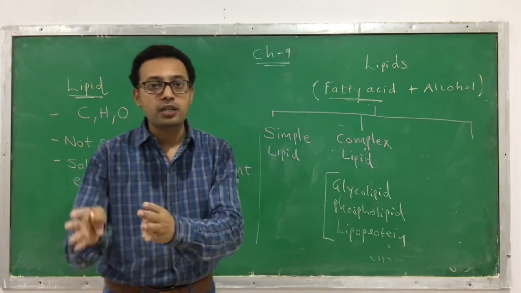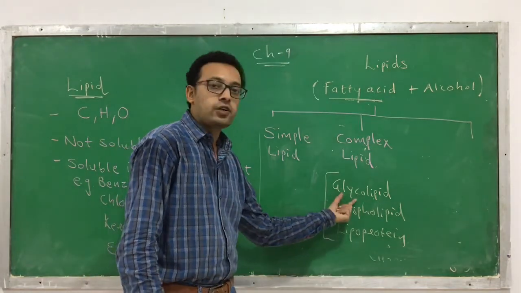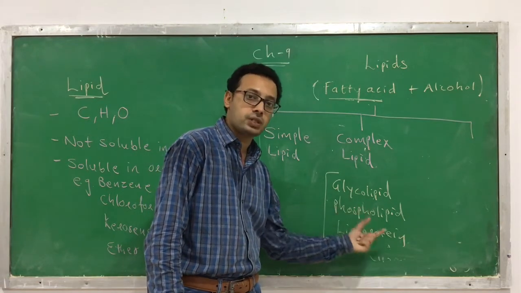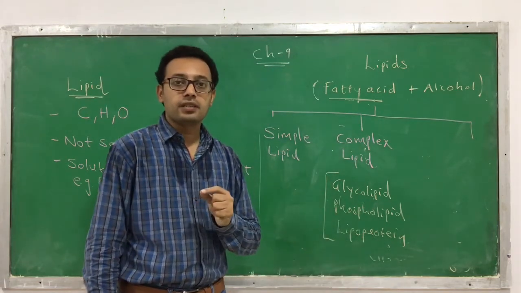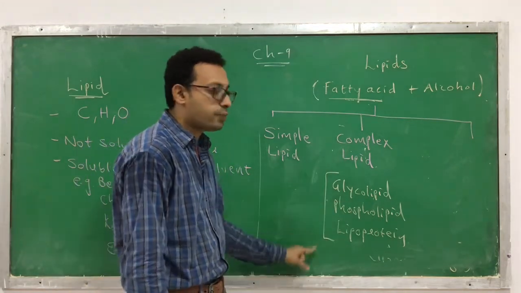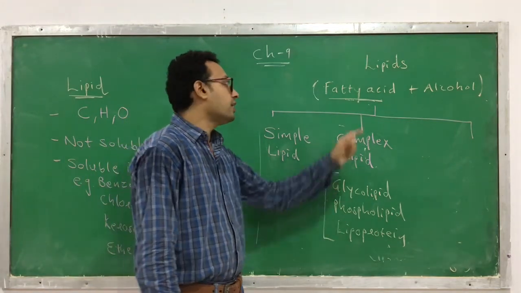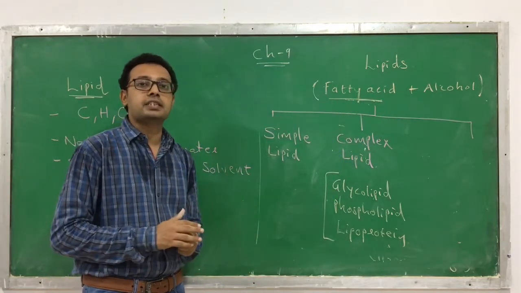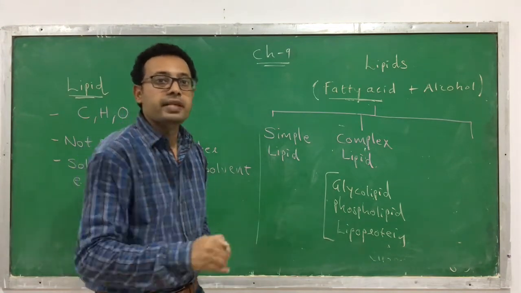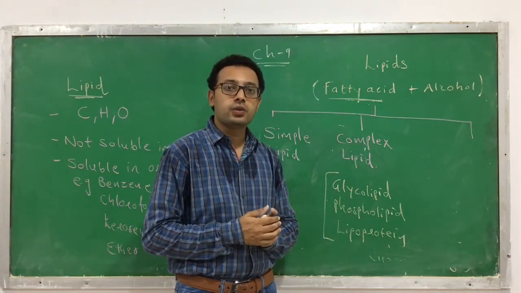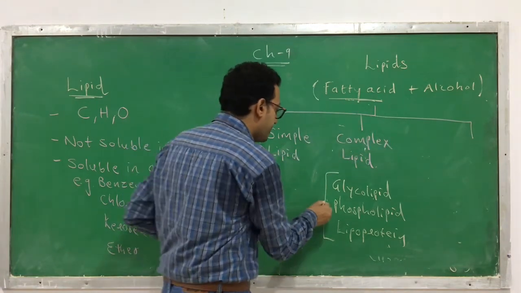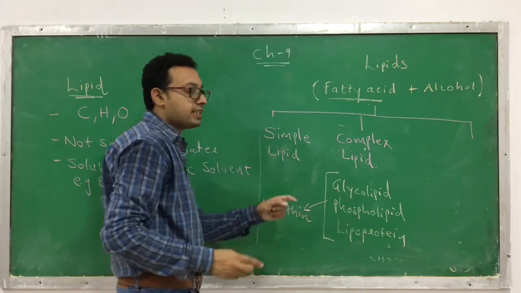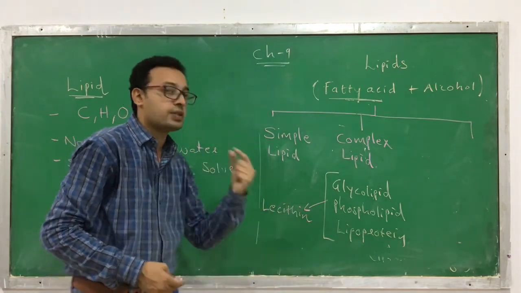Clear? Based on the non-lipid constituent, they are named. Glyco means the non-lipid constituent is carbohydrate. In phospholipid, it is phosphorus. In lipoprotein, it is protein. They also contain the fatty acid and alcohol, but along with these, they also contain a non-lipid constituent, and they are named based on it. I will tell you one example of phospholipid that is very famous, called lecithin. Lecithin is one important example of a phospholipid.